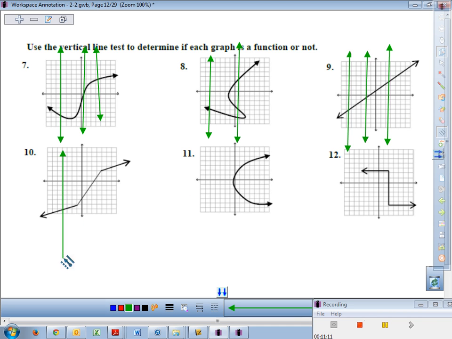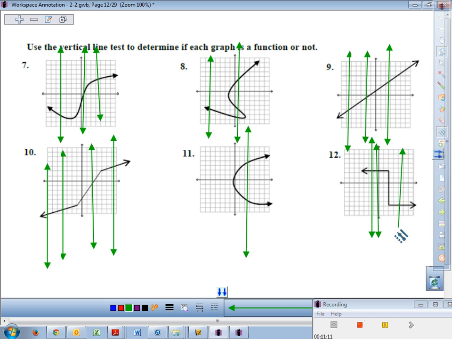What about this guy? Would I be able to find a vertical line to go through this in more than one spot? So this is a function, correct? The graph passes the VLT. Boom. Is that a function? No way, right? The graph fails the VLT. Pass, pass, pass, pass. Can I find a spot?